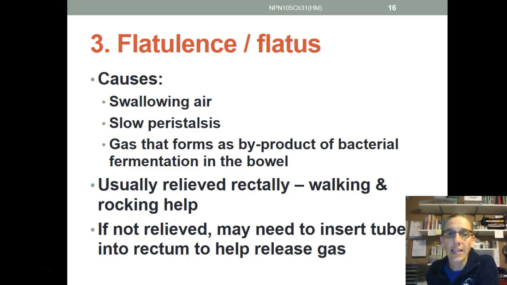But flatulence or flatus, the causes occur from swallowing air, slow peristalsis, and gas that forms as a byproduct of bacterial fermentation in the bowel, which is normal. It's usually relieved rectally. Walking and rocking help. Patients can also get a lot of referred pain in their shoulders, especially after abdominal surgery, and it's gas. We have to really encourage them to get up and walk or rock to get the gut moving again, and that will help alleviate that pain as well. If it is not relieved, we may need to insert a tube into the rectum to help release the gas.